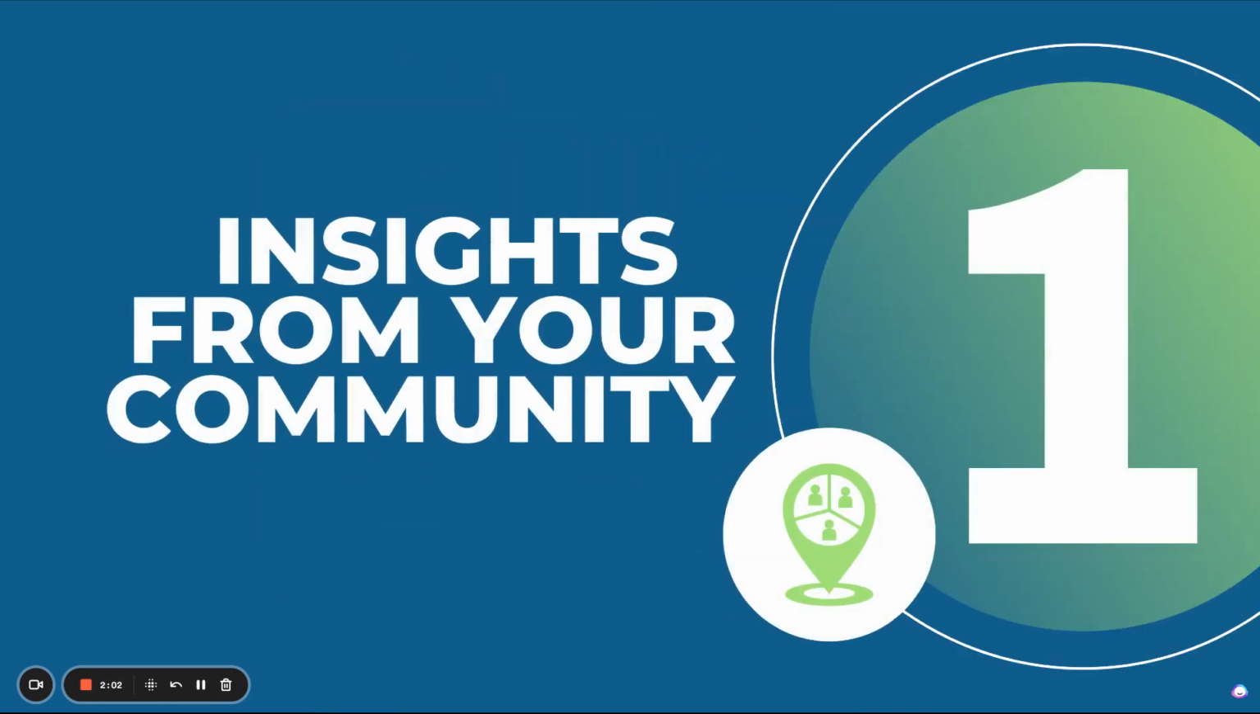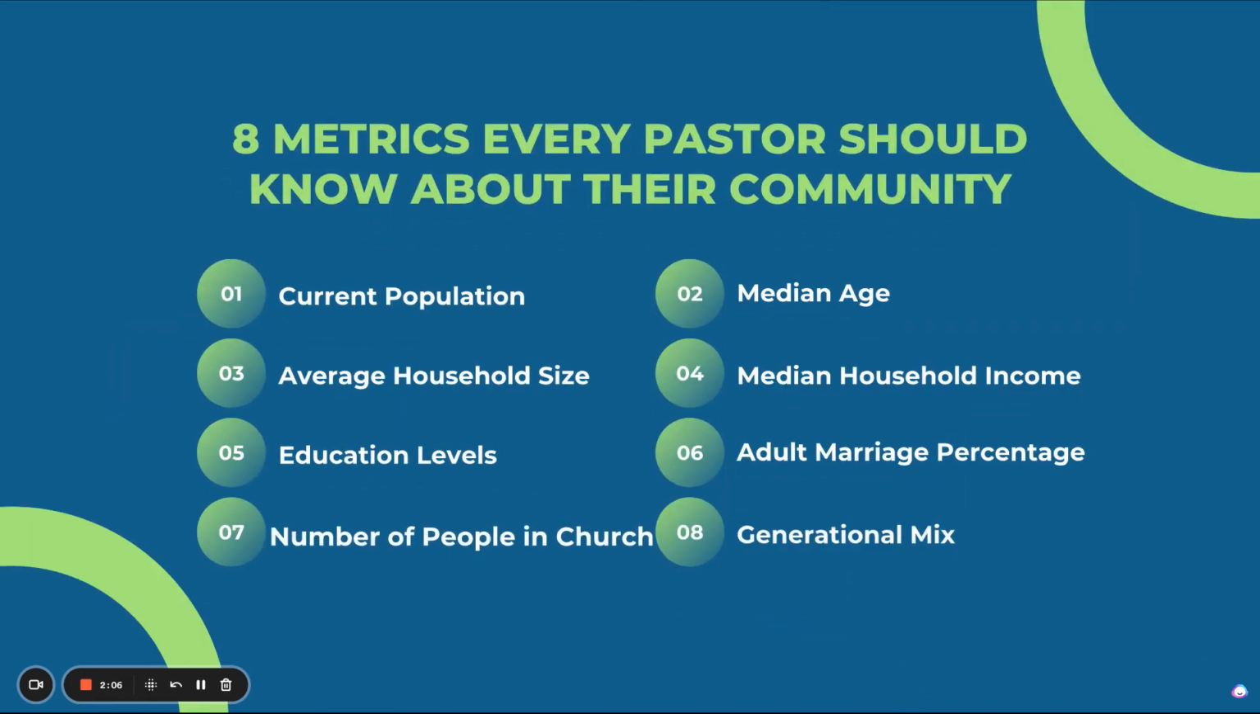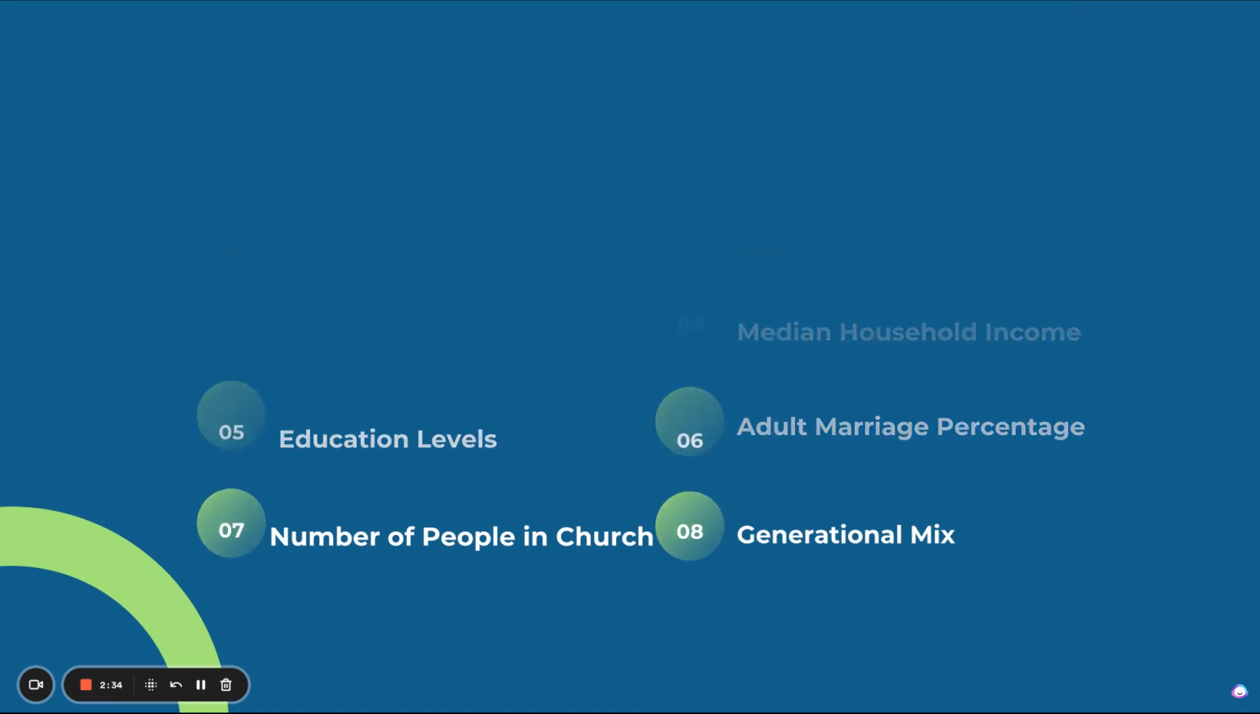And the first step is to get insights from your community. So there are 8 metrics that we're going to look at with this demographic report. Number 1 is the current population. Number 2, the median age. Number 3, the average household size. Number 4, the median household income. Number 5, educational levels. Number 6, adult marriage percentage. Number 7, number of people in church. And then number 8, the generational mix.